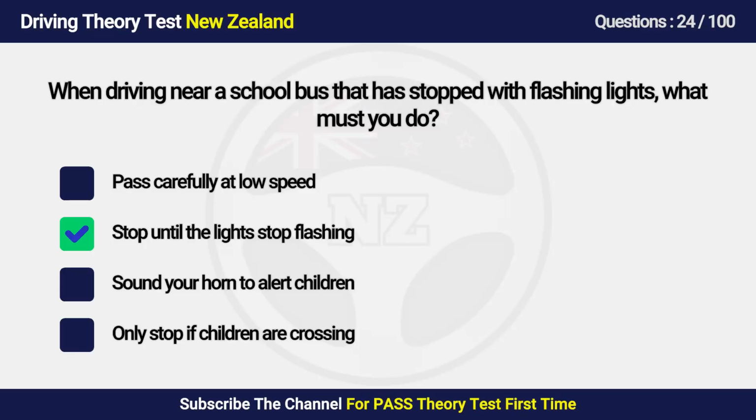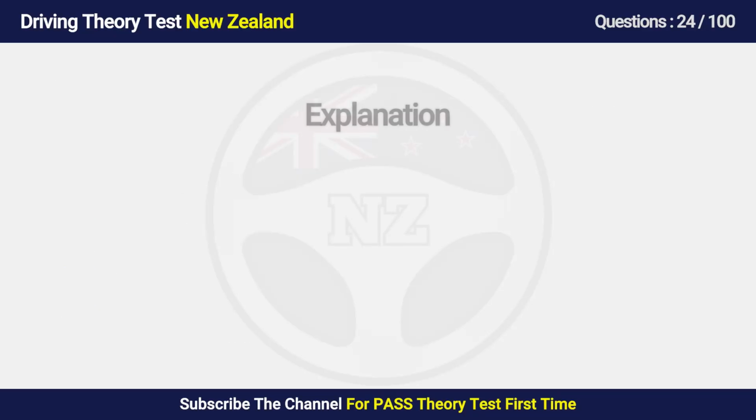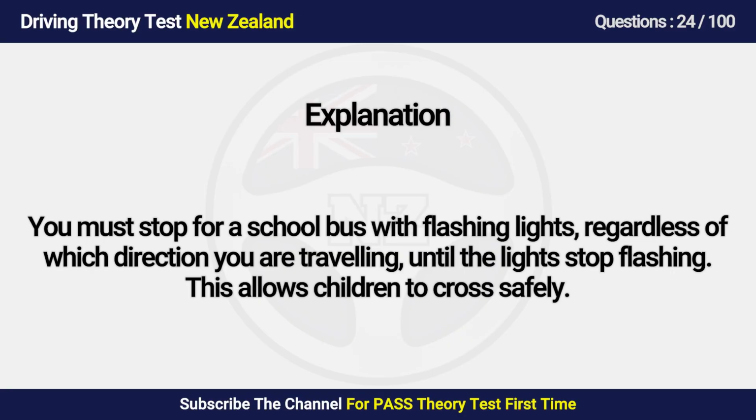Answer is B, stop until the lights stop flashing. You must stop for a school bus with flashing lights, regardless of which direction you are traveling, until the lights stop flashing. This allows children to cross safely.